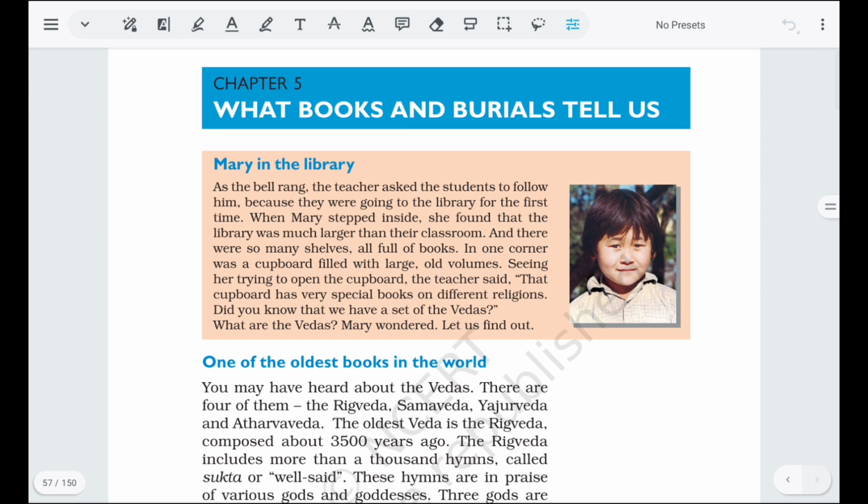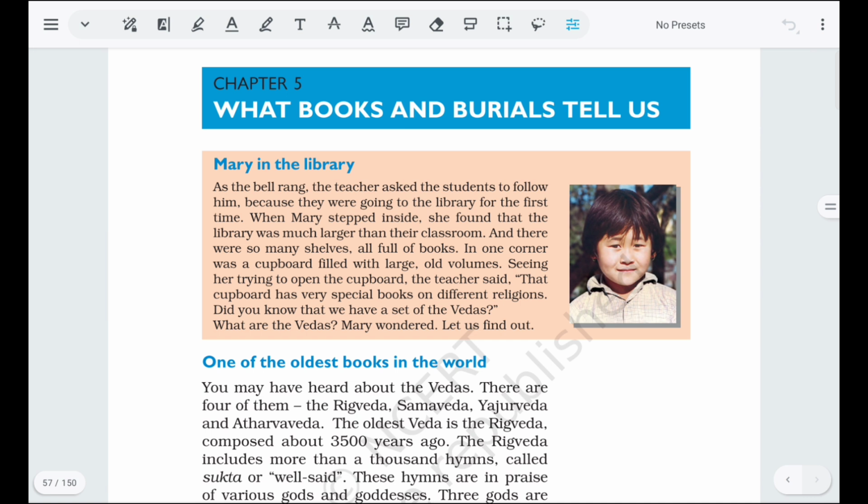Mary, a girl, steps inside the library and finds a shelf full of books in the corner cupboard filled with large old volumes. After seeing these books, she asks the teacher, and the teacher tells her these are the special books of different religions. And you know Vedas? What Vedas? Mary wondered. Let us find out. So this is the story to build up the concept, and how curious Mary is about finding the Vedas.